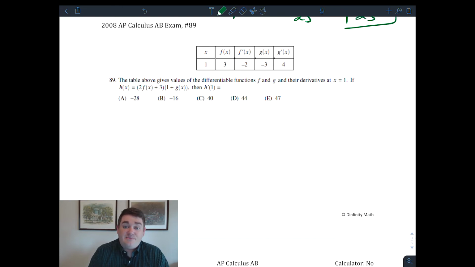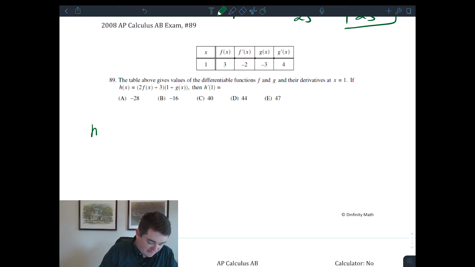Moving on, we got a handful of AP problems that pertain to the product and quotient rule. The first one's 2008, AB number 89. The table above gives values of differentiable functions f and g and their derivatives at 1. If h of x is 2f of x plus 3 times 1 plus g of x, then h prime of 1 is what? This is kind of the grown-up version of the example that we just did.